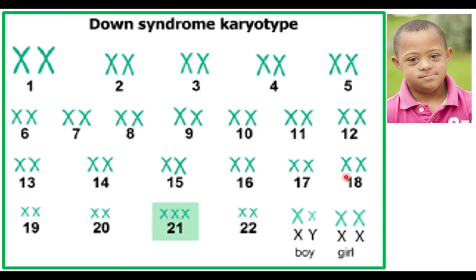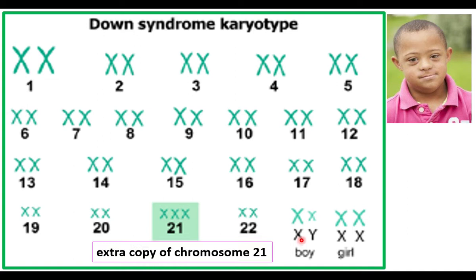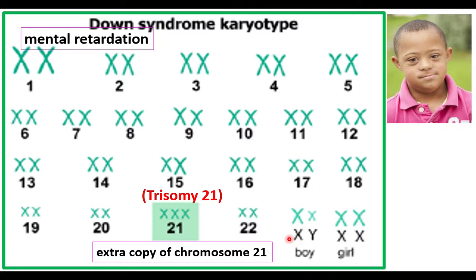This is a karyotype of Down syndrome. Here there is abnormality in chromosome number 21, an extra copy of chromosome number 21. There are three chromosomes in the 21st. This is called trisomy 21. They have mental retardation, they have poor mental capacity, and they have delayed development.